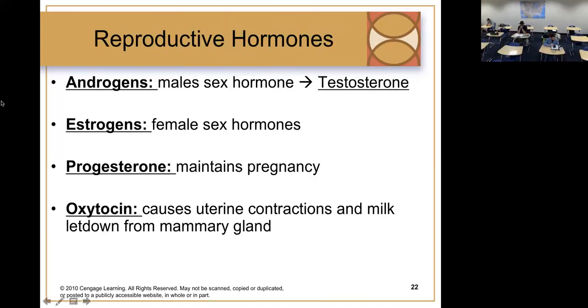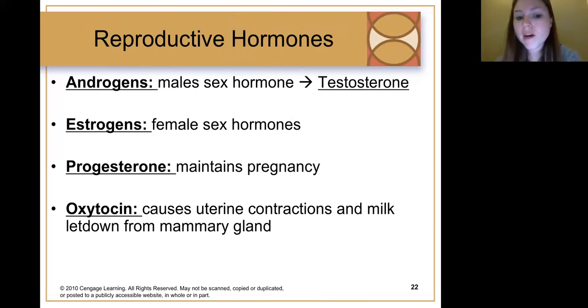Now I'm going to talk a little bit about the different reproductive hormones. For the sake of this class, I'm not going to expect you to know every single hormone that controls the reproductive process because it's a lot. I took a whole class on it, and it's incredible, everything that goes into it. But there are just a few major ones that I'd like you to be familiar with.